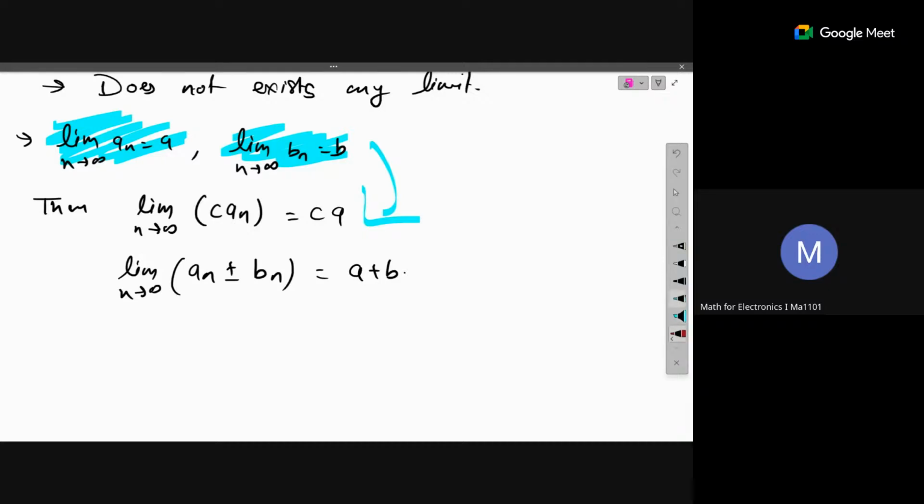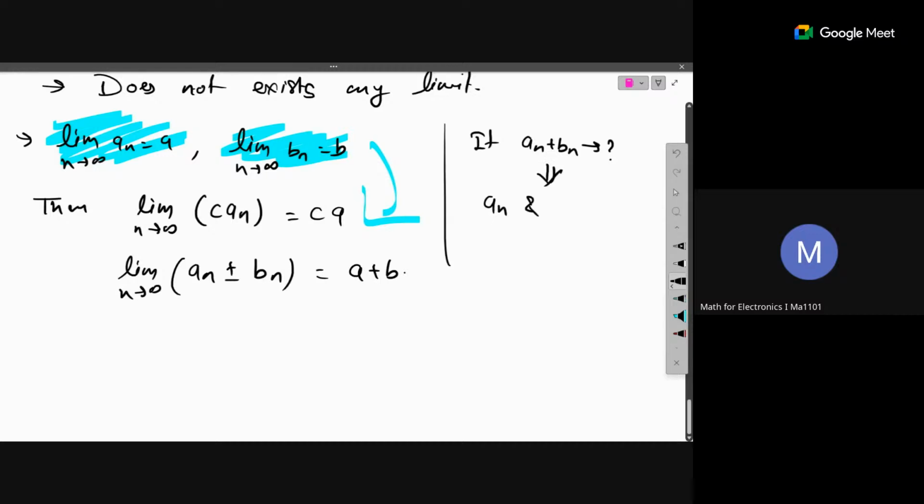I also did one question regarding this in the previous session. I think I told you that if f plus g is continuous, then it is not always the case that f and g both are continuous. So the same thing happens here also. It is not always true that if an plus bn converges to something, it implies that an and bn both are convergent sequences. I'll encourage you to find one example for this. It's an exercise.